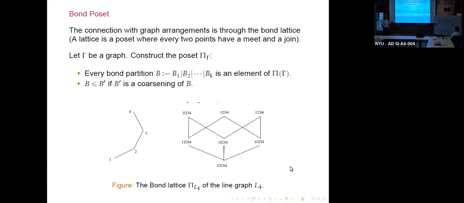I don't know if I'm making sense. It's probably too fast. So this is the bond partition. These elements are the bond partitions of this graph. And now I'm putting them in a bond poset. Right. So if I take 1, 2, 3, 4, I can merge 1 and 2 because 1, 2 is a connected subgraph, and 2, 3 is a connected graph, 1 and 4 is okay, right? And 3, 4 is good. I cannot put 1, 4. I do not get all partitions.